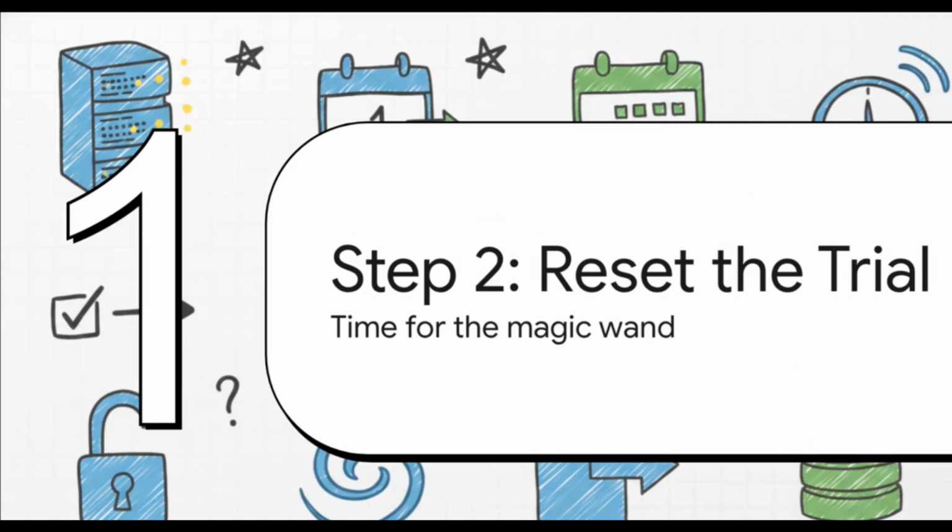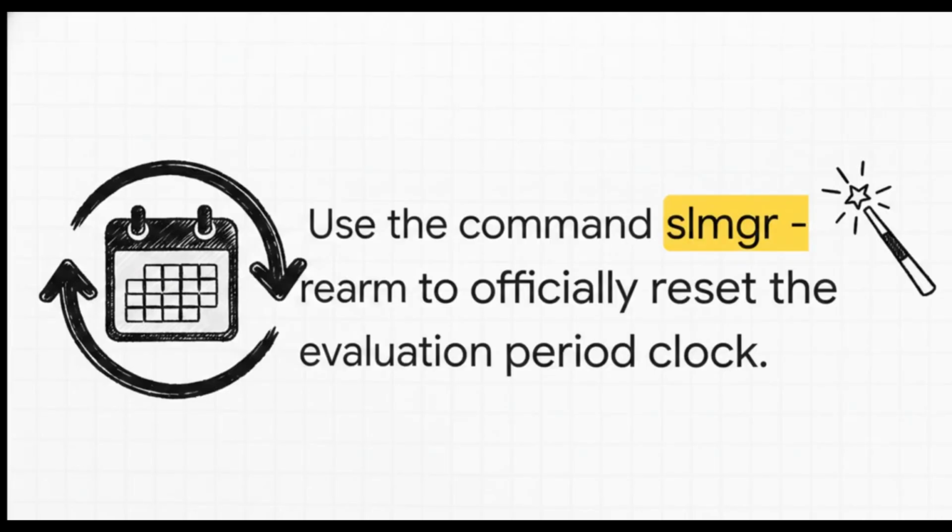All right, now that we know our status, it is time for the main event. Let's actually go ahead and reset that 180-day clock and get our lab environment back up and running. And the command that works all the magic is slmgr -rearm. This is the one. This is the command that resets your evaluation clock all the way back to a fresh 180 days.